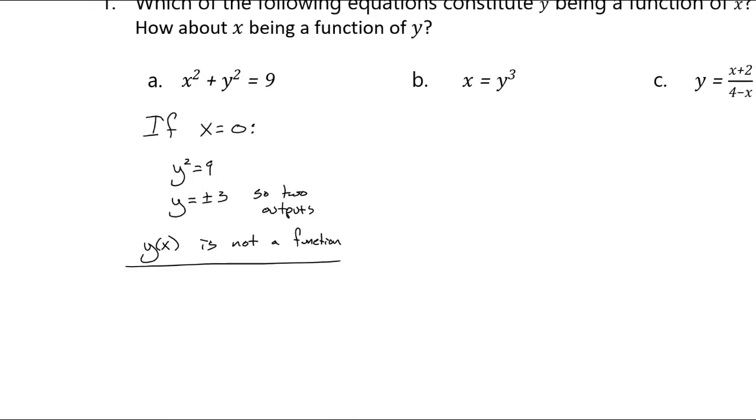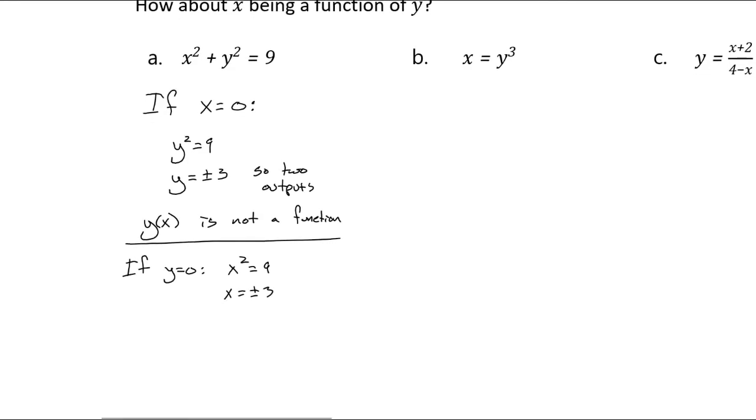If we switch it around, if y equals 0, then we get x squared equals 9 and x equals plus or minus 3. So x of y is not a function either.